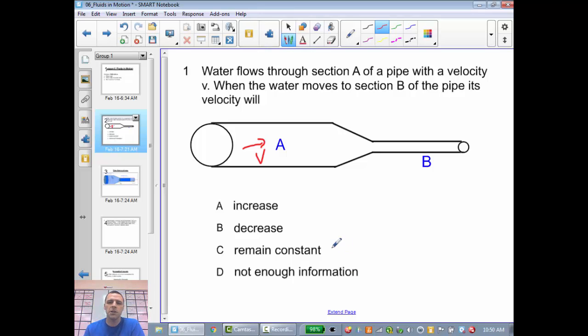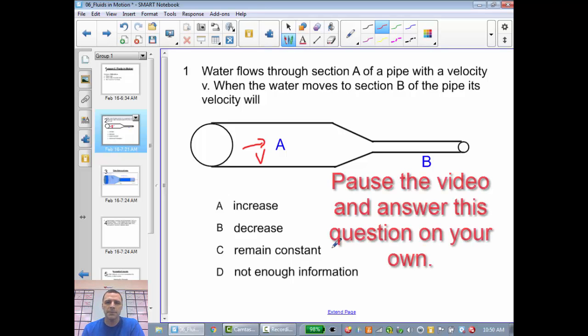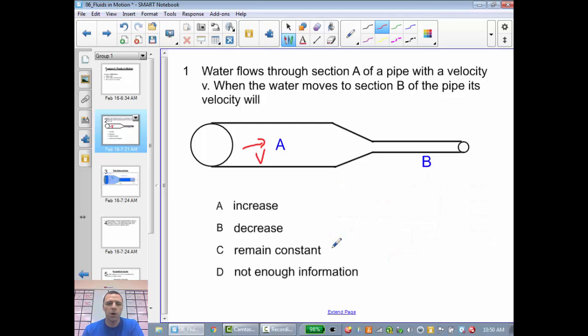I want to see what you put, so try to pause the video, and when you come back, we'll talk about what the right answer is and why. Okay, so hopefully you were able to pause the video and take a guess. I know that we haven't gone through it yet, but I wanted to see what you put. And if you put that the velocity will increase, then you were correct.